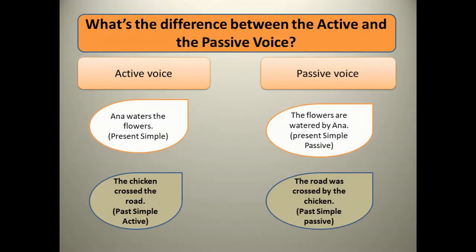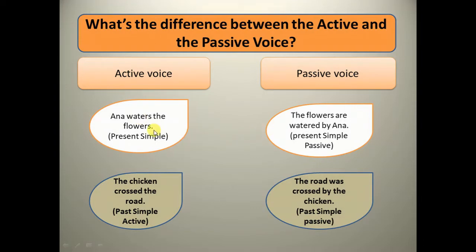What's the difference between active and passive voice? Active voice means that the subject, like here, Anna, for example, waters the flowers. So the subject is acting on the object, and this is the object. And as you can see, this is in the present simple, waters. When we put it in the passive voice, it becomes like this.